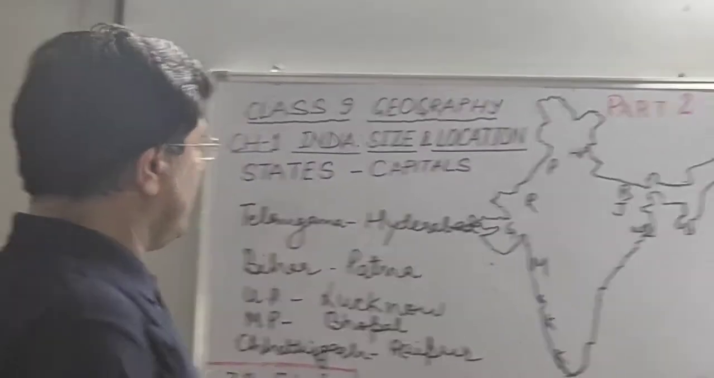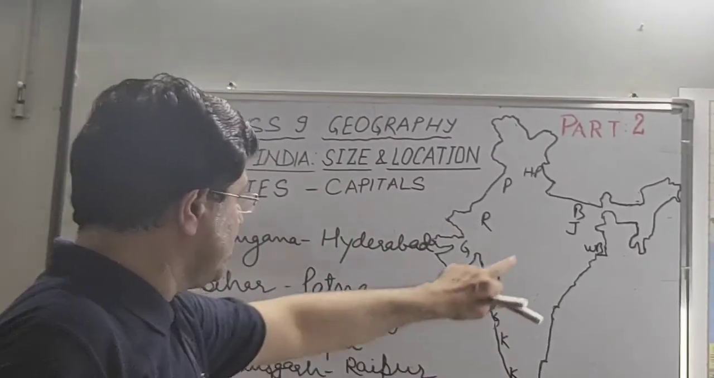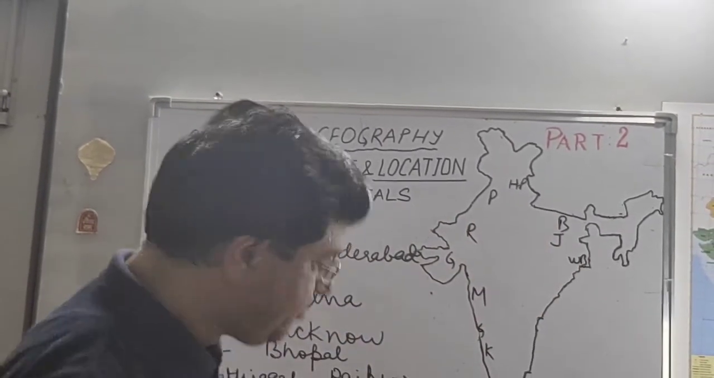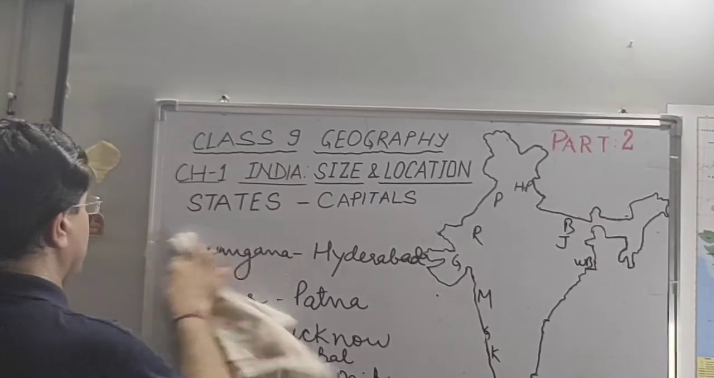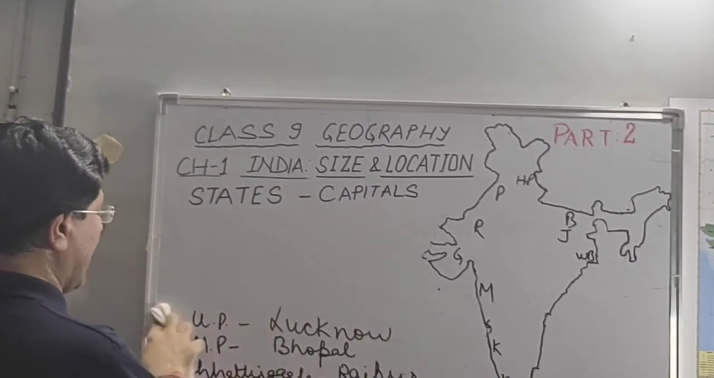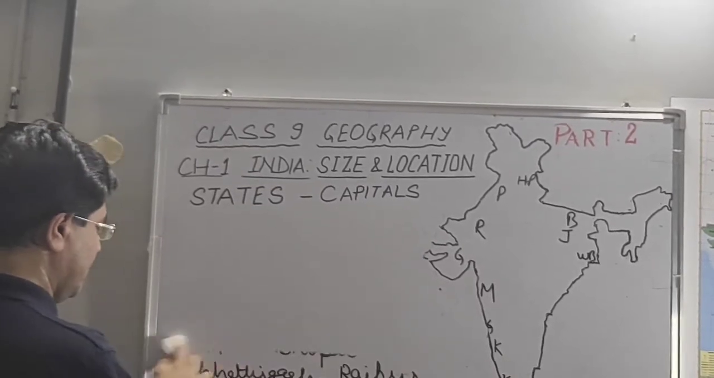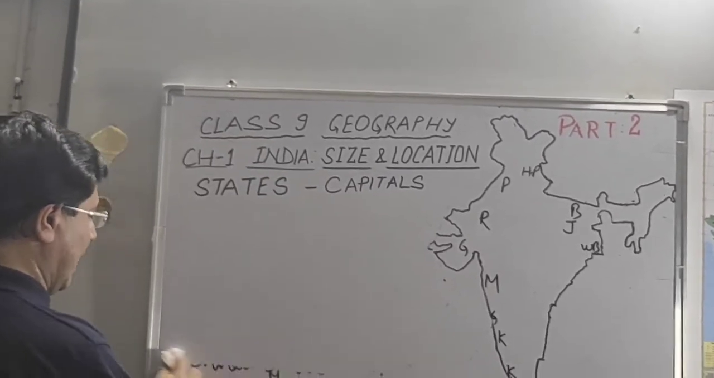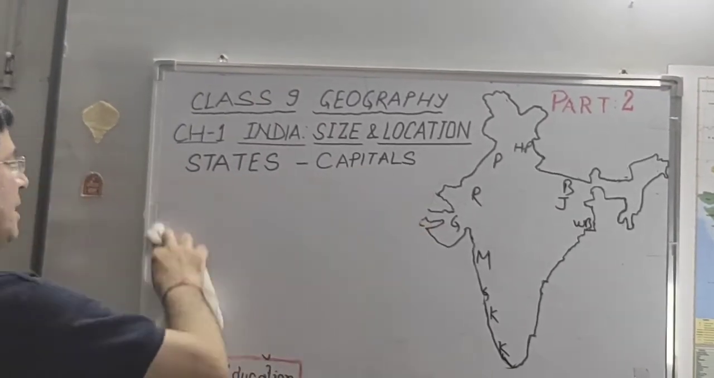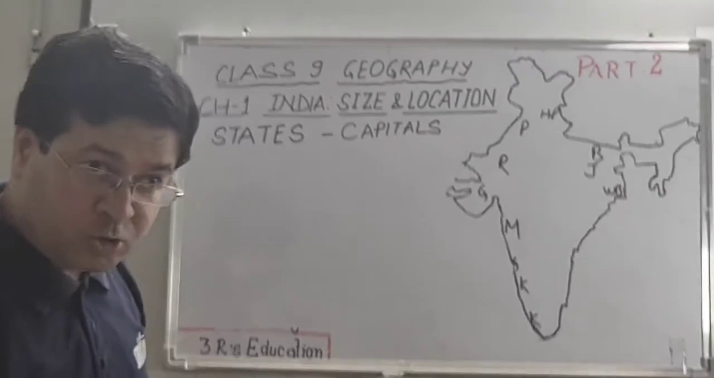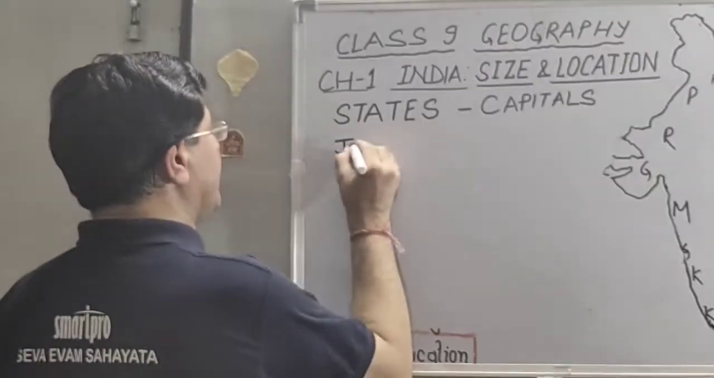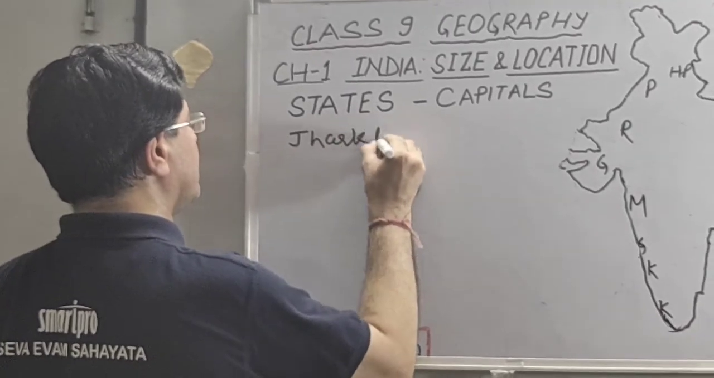Now another state we have in this region, which was separated from Bihar, is Jharkhand. Its capital city is very famous. Yes, you all know that. One of the greatest captains of the Indian cricket team, MS Dhoni, belongs to that city. Yes, you are right. It is Ranchi. Jharkhand's capital is Ranchi.